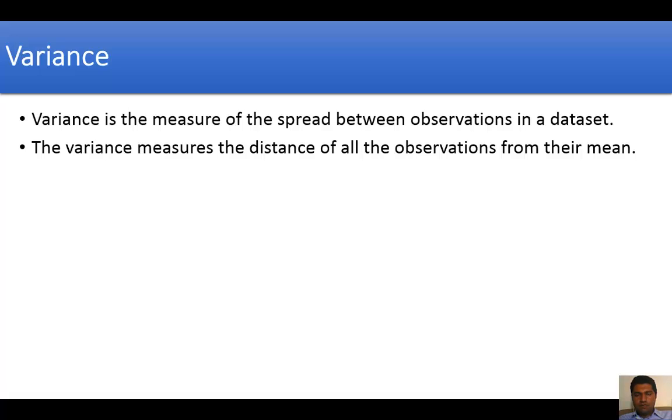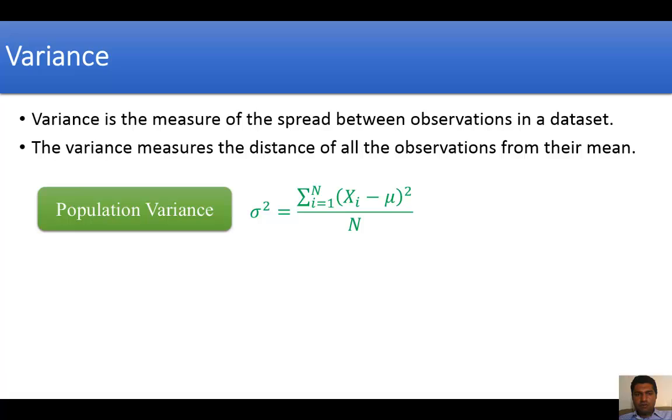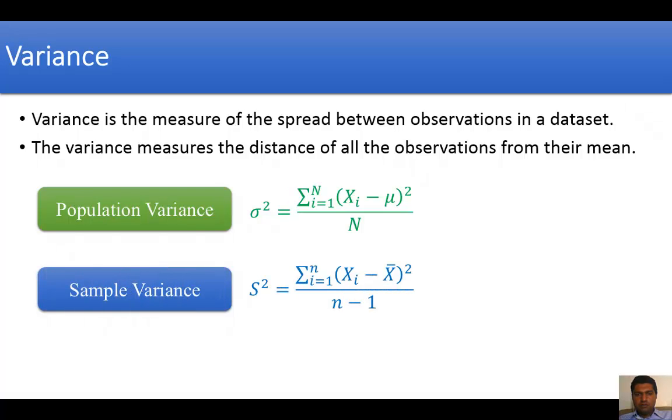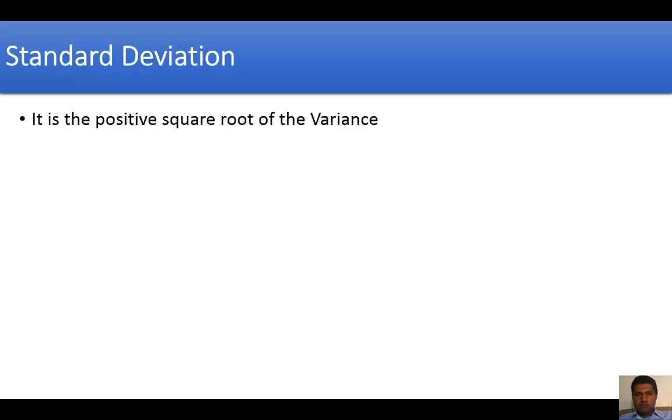So, the first one, variance. Variance is a measure of the spread between observations in the data set and how the values have been dispersed from their mean. Again, keep in mind the concept of population and sample. Now you can see the formulas for population variance and sample variance on your screen.